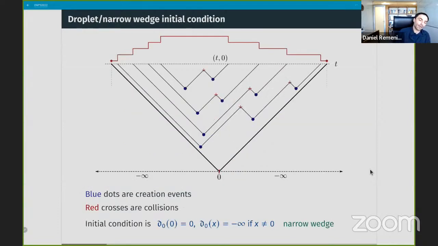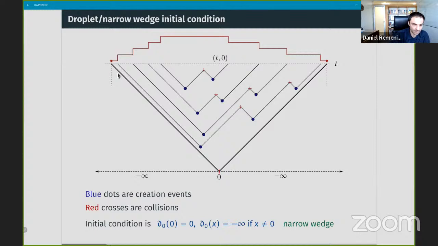Okay, so I want to stop for a moment to talk about this droplet initial condition. This is the narrow wedge initial condition, the last simulation that I showed. So I have this cone over here. I don't know if you can see my mouse. Can you see it? Oh, good, okay.